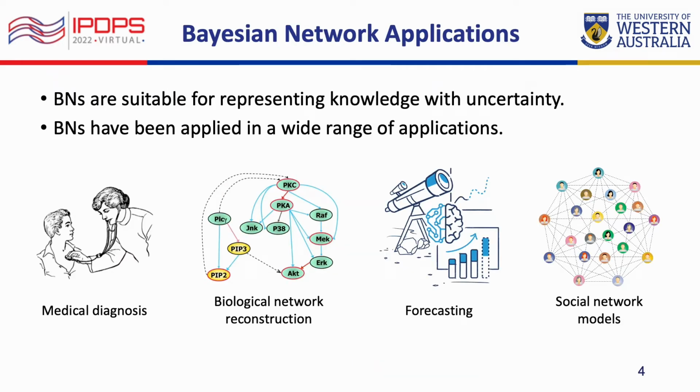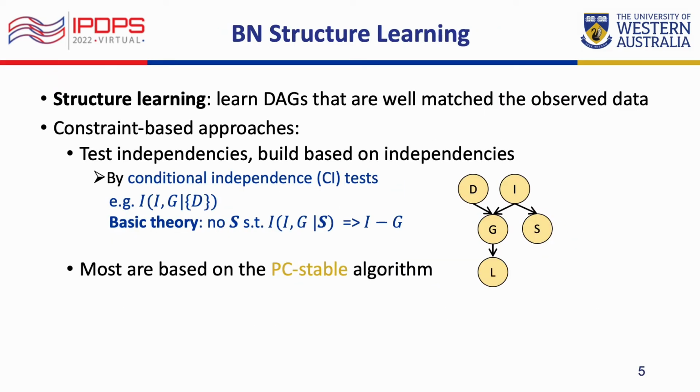The graphical nature of Bayesian networks makes them suitable for representing knowledge with uncertainty, and BNs have been applied in a wide range of applications. One crucial task of training a BN is structure learning. It is to find the DAG G that well matches the observed data.